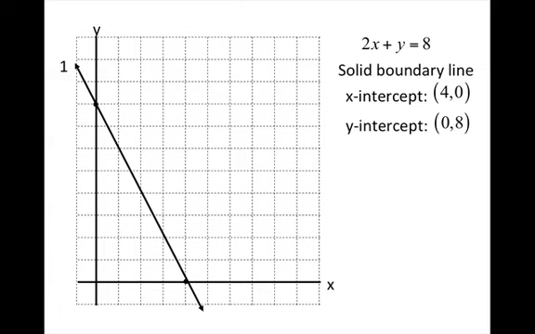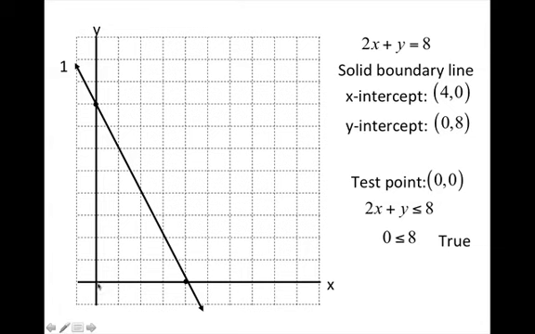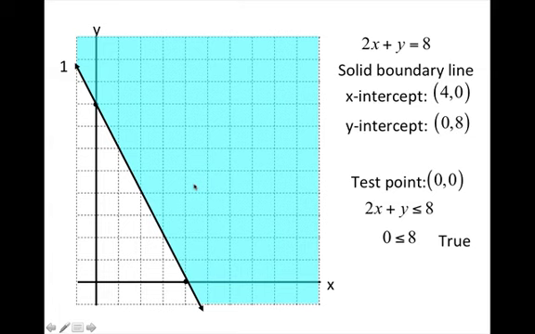That does not go through (0, 0), so my test point can be (0, 0). If I test (0, 0) in the original inequality, with the less than or equal to 8, I get 0 is less than or equal to 8, and that's true. So since (0, 0) was true, every point below the line is true, so every point above it is false. So I mark out my false area.